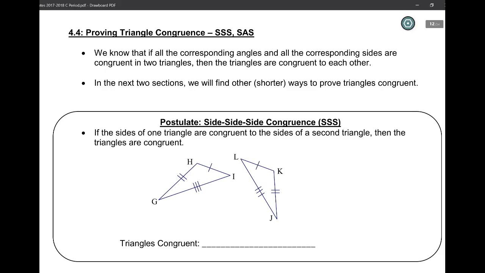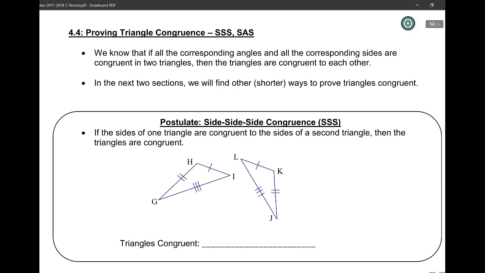Okay, so today we're going to do lesson 4.4, proving triangle congruence. So it says SSS, that stands for side, side, side, and SAS stands for side, angle, side. So we know that if all corresponding angles and all the corresponding sides are congruent in two triangles, then the triangles are congruent to each other.